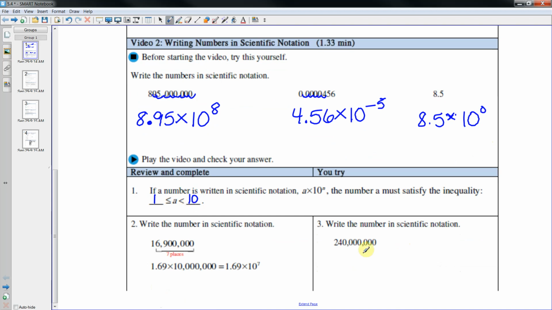Alright, let's try this 240 million. Then you go between the 2 and the 4. 1, 2, 3, 4, 5, 6, 7, 8. So 2.4 times 10 to the 8. Okay, let's look at the next page.